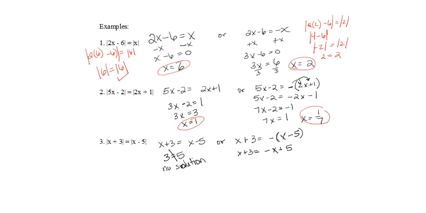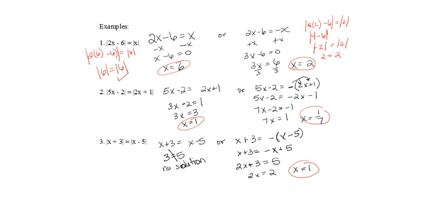So I have x plus 3 equals negative x plus 5. When I add x to each side, I'm going to get 2x plus 3 equals 5. Now when I subtract 3 from each side, I get 2x equals 2. And so then I know x equals 1. So on this problem, we only have one answer. And we can plug that back in and check.